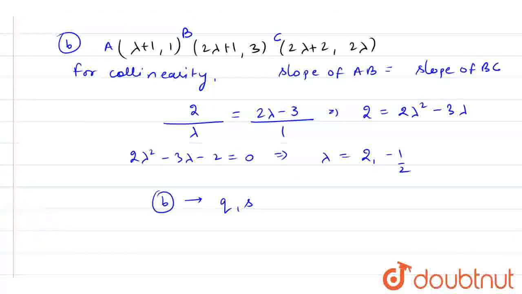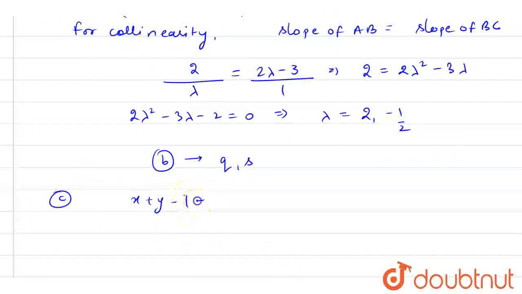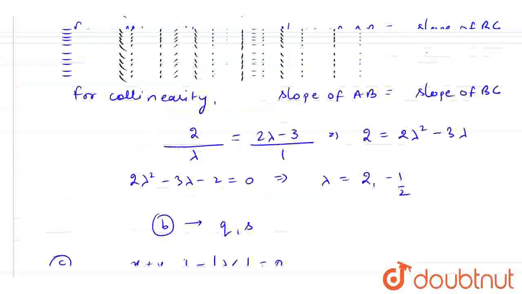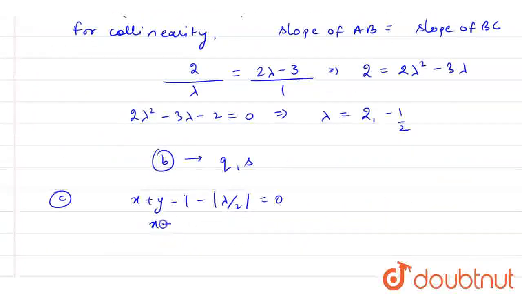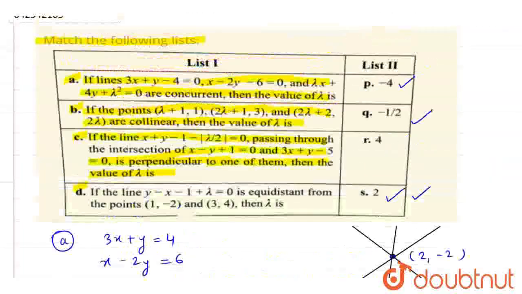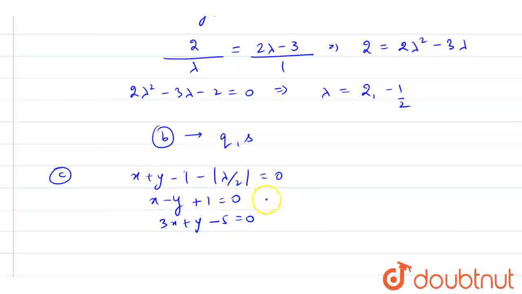Now I'm going to solve part C. x plus y minus 1 minus lambda by 2 minus mod of lambda by 2 equals 0. Now this line passes through the intersection of another two lines, that is x minus y plus 1 equals 0 and 3x plus y minus 5 equals 0. If you solve these equations, you will get x as 1 and y as 2. Now this line is passing through 1 comma 2.